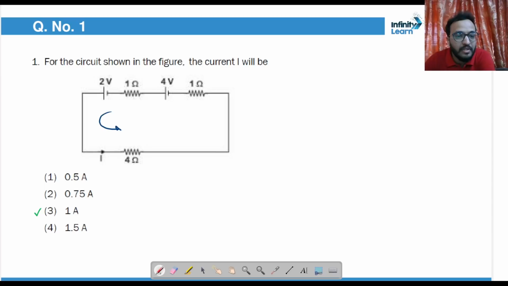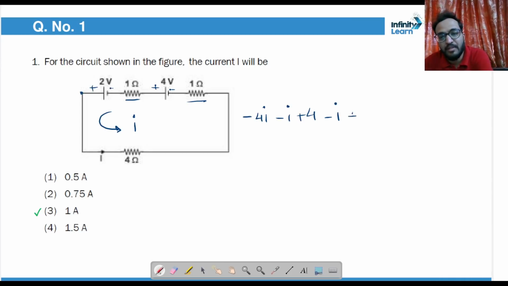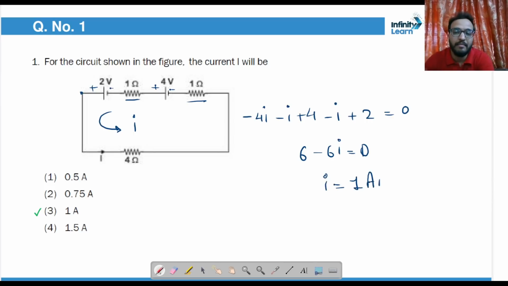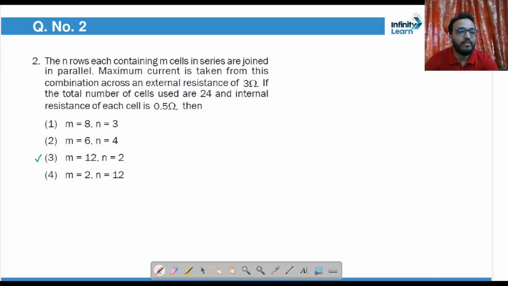See, suppose this is the current I. Okay, so we start from here. In the direction of the current there will be a potential drop in the resistance, so minus 4i. Then again the drop will be in this, minus I. Then here the potential will rise, plus 4, again minus 1 minus I. Again potential will rise, plus 2 will be equal to 0. So 4 plus 2 is 6, minus 6i is equal to 0, and from here we can say I is equal to 1 ampere. Got it? Next one is this.